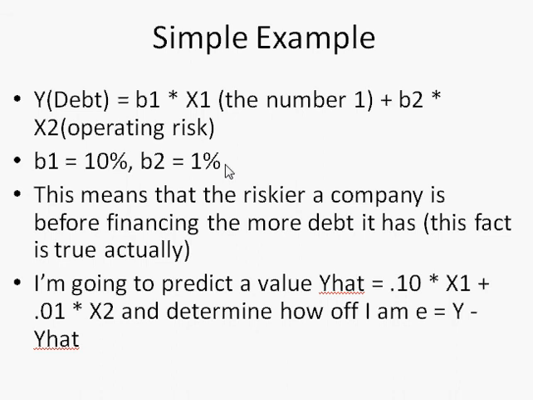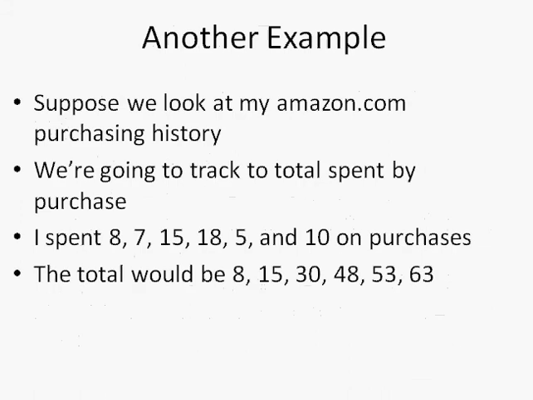The implication then, if this is statistically significant, is that as risk goes up, the debt level increases. So the before financing risk would lead to more debt. And this is actually true, and it's a little puzzling. So it's something we're trying to figure out in business research in general. So if I have my 0.10 times x1 and 0.01 times x2, I can figure out how much I'm off in explaining y, because I can figure out what I predicted for y, that's my y hat, and what I actually got, and the difference is my error.